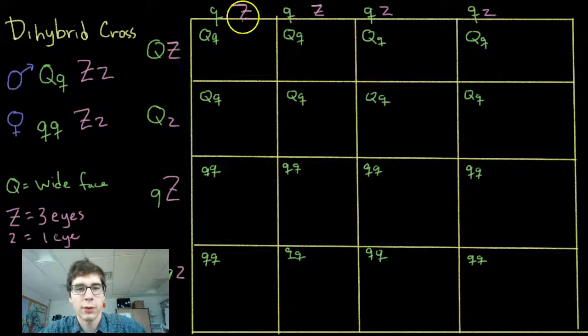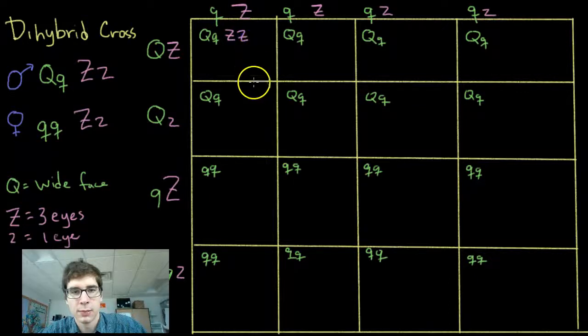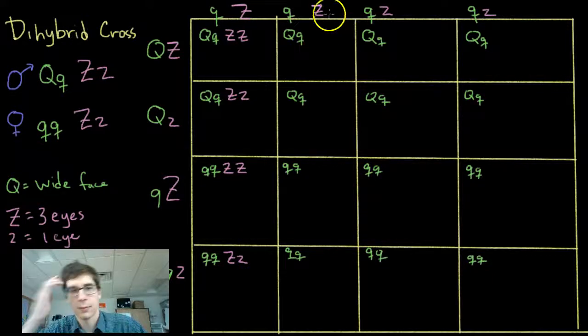Now we're going to go through and look at the different possibilities for the Z allele. So here we're going to get homozygous dominant. Here we're going to get heterozygous. This will be homozygous dominant, and here again, heterozygous. And I'm going to go through and do this for every single box.